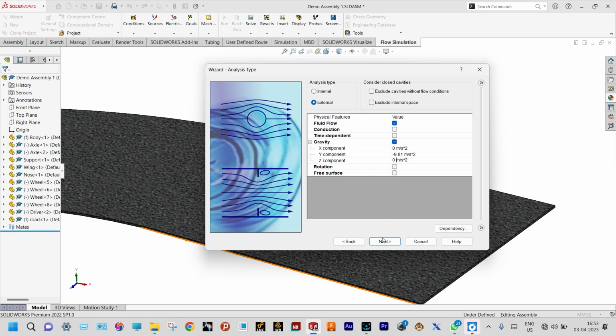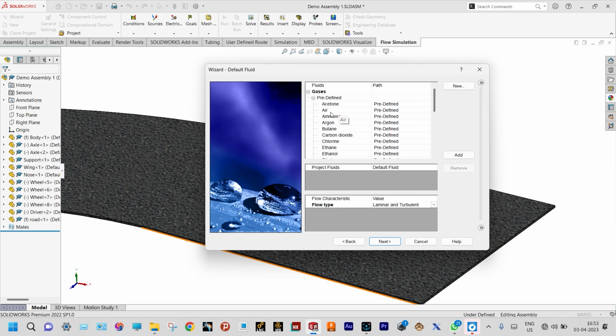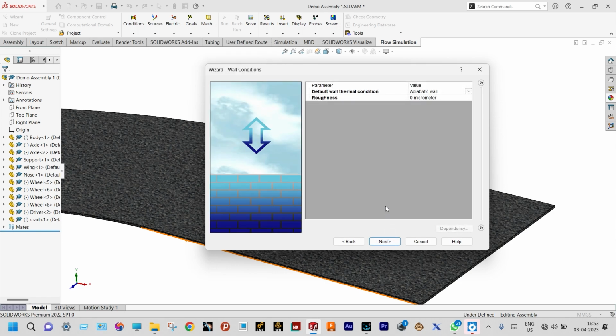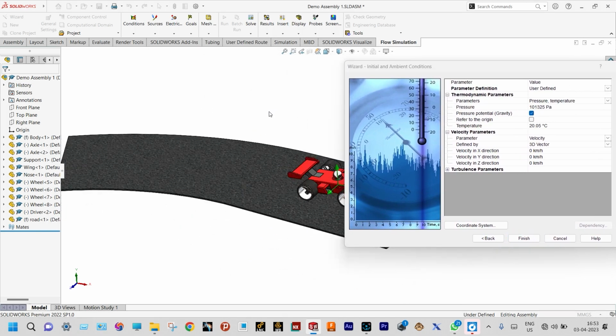So let us move on to the next one, and from gases we'll select air as the default gas. Next, default wall thermal conditions, the roughness we are considering, and finally we need to select thermodynamic parameters. Pressure is 101325 Pascal and temperature is 20.05 degrees Celsius as the default. And these velocity parameters from initial conditions are very important, right? Let us see how this is important.